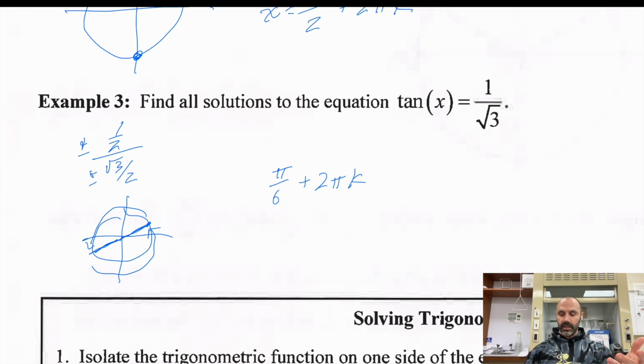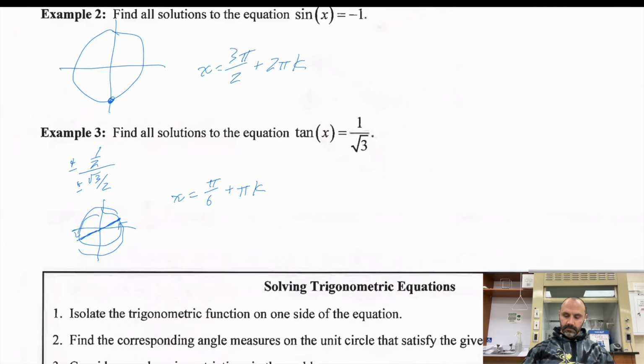Actually, we don't have to do 2 pi k. It should be pi k. I take this back. Plus pi k, like I said before. X equals, and then that covers both solutions, right? Pi over 6 plus pi gets you to the third quadrant and then back to the first, third, etc.